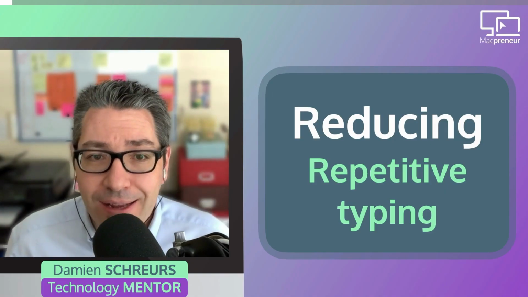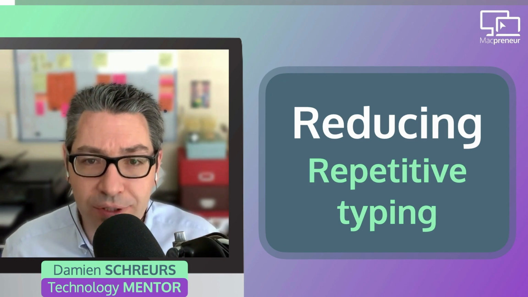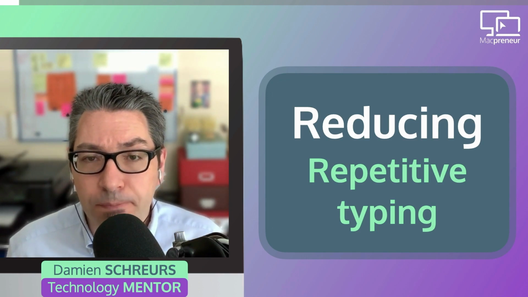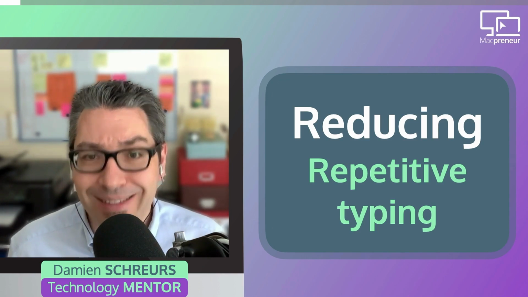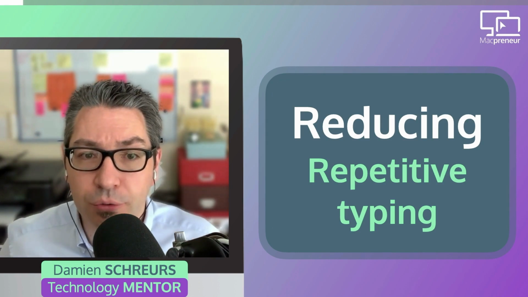At a high level, there are actually three main techniques or strategies to reduce repetitive typing. The first one is text replacement. The second one is by using templates. And the last one is by leveraging automation.